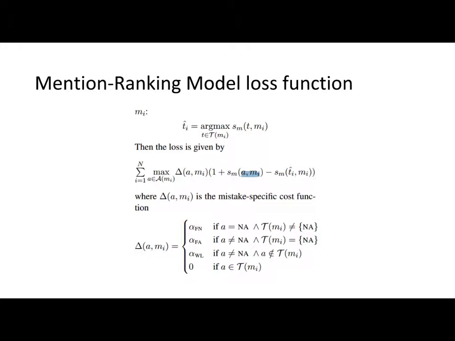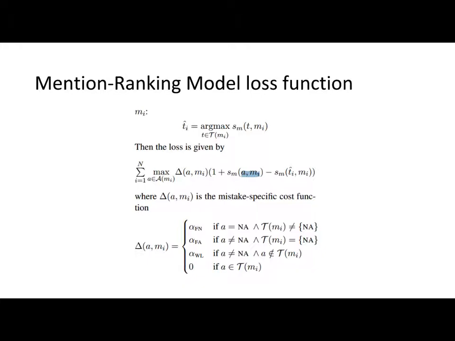Then the next one is false anaphor, right? So that means it's correctly something that needs an antecedent, but it's not actually an anaphor. False new means that you have a noun phrase, but it's actually not something that should be linked to. So for example, I have the word apple, but it's actually not supposed to be something that's linked to data. Okay?